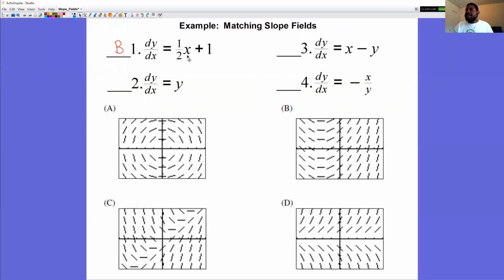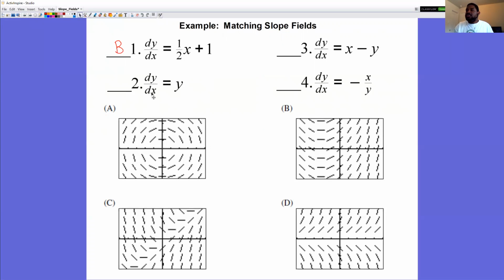You can tell this is based off x alone. So if you substitute some values of x in, for example, x equals -2, if you plug that in, you get -1 plus 1, which is 0. So that means when x is -2, you have 0 slopes, which is horizontal line segments. And of course, you can test some other values of x.